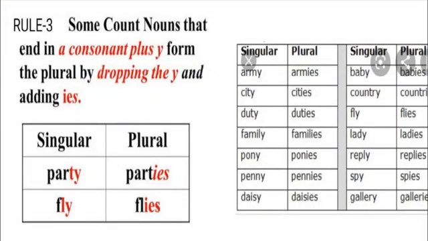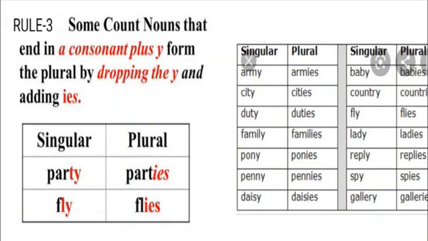Rule number 3. In order to change from singular to plural, now you have to be careful with words that end with the letter Y. What we do is we drop the letter Y, or we erase the letter Y, and we add IES to change it into plural.